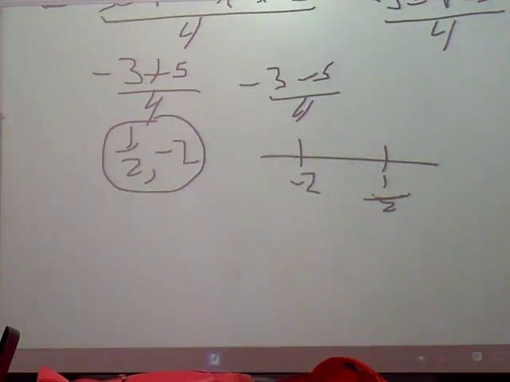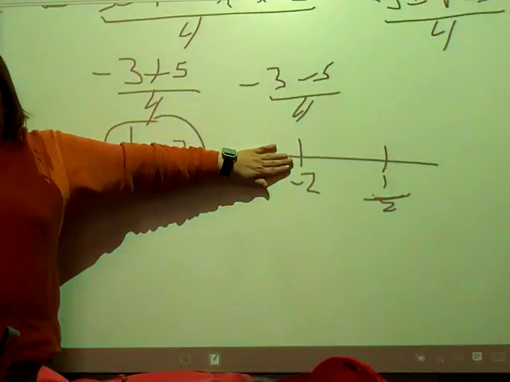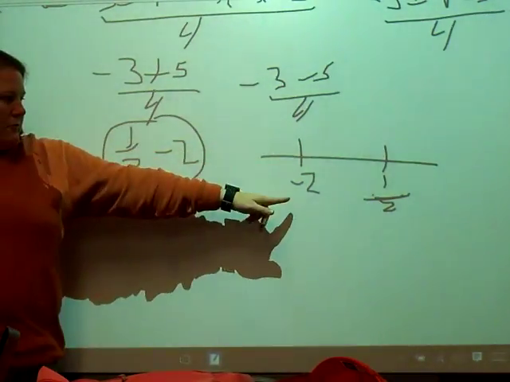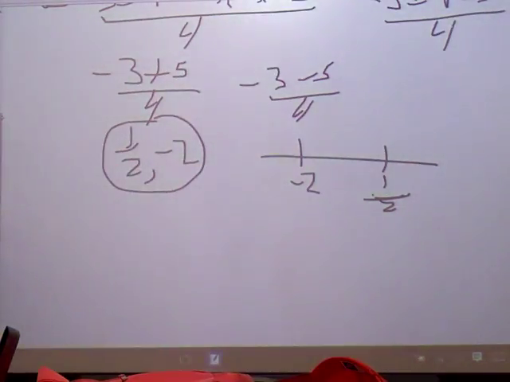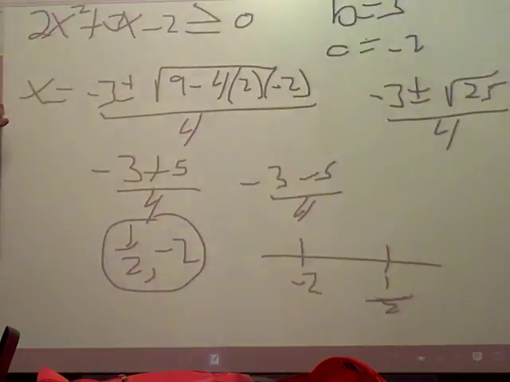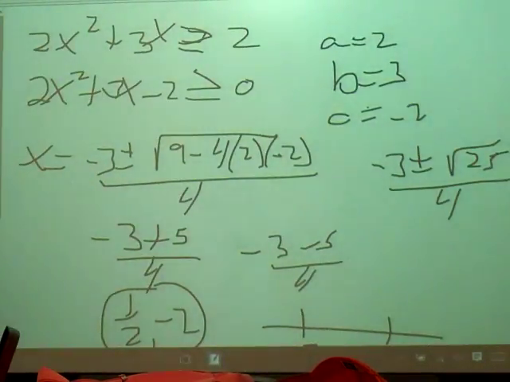So I need a test point first off that's in this category. What would be a number, any number to the left of negative 2? Okay, so we'll plug negative 3 into the original inequality. If it makes this inequality true, it'll get shaded there. If it makes it false, we'll leave it alone.